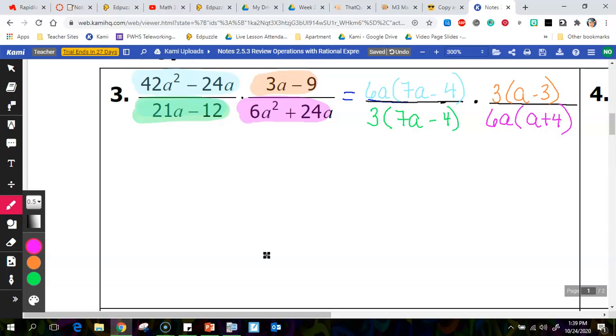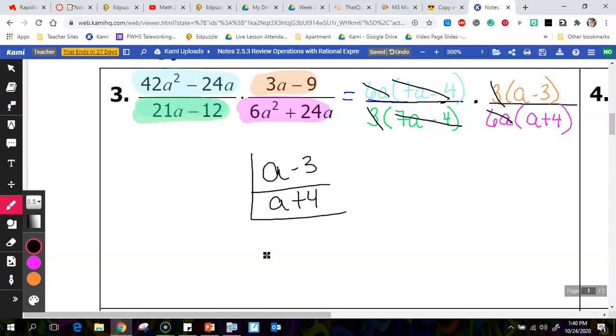Oh, we can cancel a lot of stuff out. This is a nice one. All right, so what can we cancel? I have a whole 6a and 6a there, a whole 3 and 3 there, 7a minus 4 there. So what am I left with? A minus 3 over a plus 4.